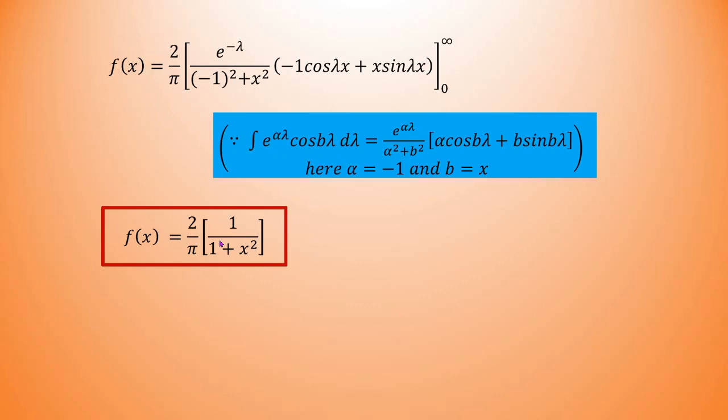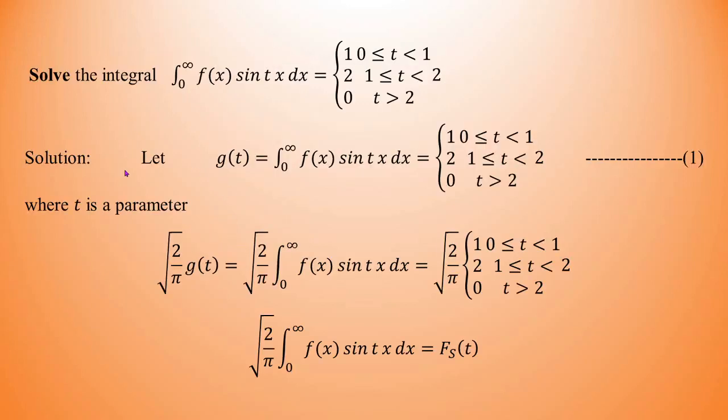So it's very easy. First convert it into a certain Fourier transform and then immediately take its corresponding inverse Fourier transform. You will get the solution. Okay, let's have another example.